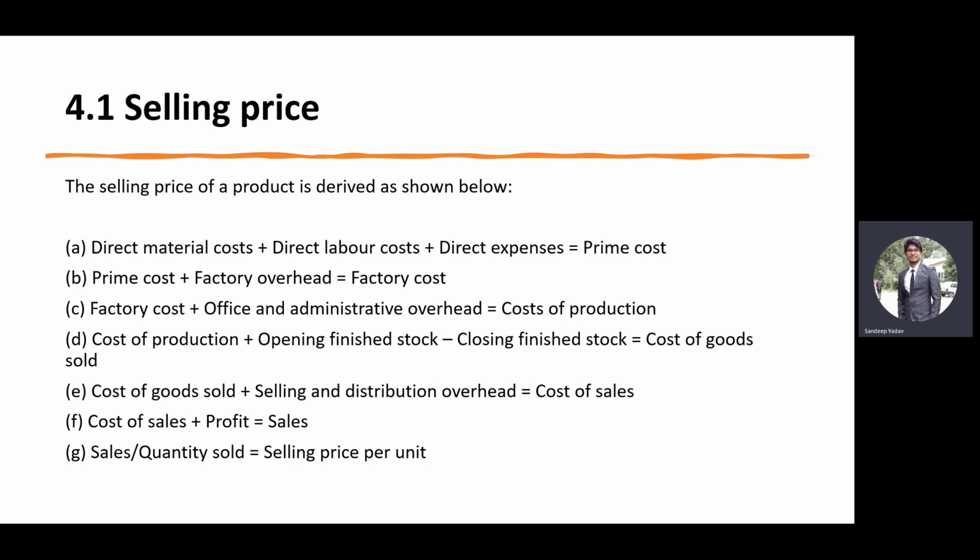And no one is going to do business at a loss, so there will be some profit, and we have to add this to the cost of sales, and the overall thing will be called sales. Now this is the sales of the whole lot produced by an industry. If we take a single product into consideration, then the selling price per unit will be sales divided by the quantities sold.